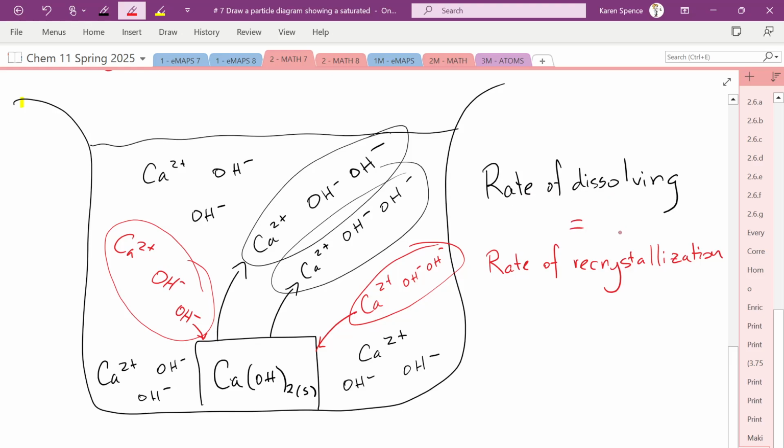When the rate of dissolving is equal to the rate of recrystallization, what will happen to the concentration of calcium, say? Will the concentration of calcium change or will it stay the same? It will stay the same because every time you put an extra one into solution, another one recrystallizes out of solution. So therefore, the concentration of ions stays the same.